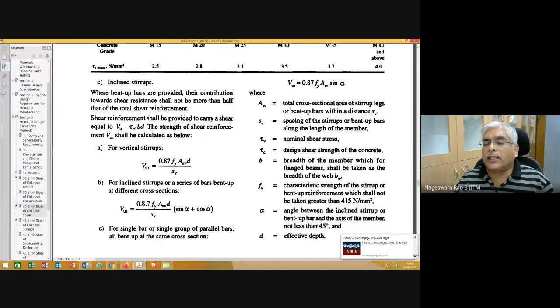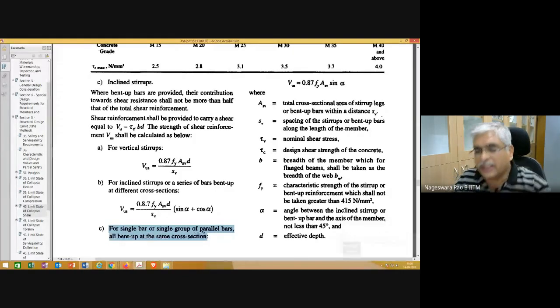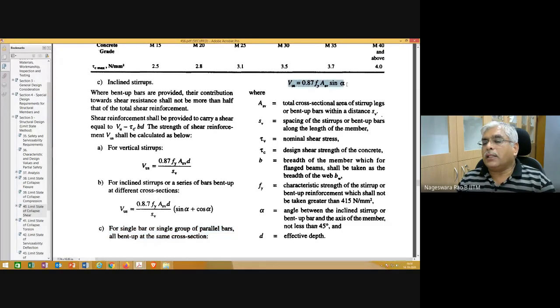And now once you understand this equation and how you got it, if it is a group or a single bent up bar, then VUS is equal to this. Please note that VUS can be calculated using this, and once you know VUS, you can easily estimate the area of shear reinforcement that is required.